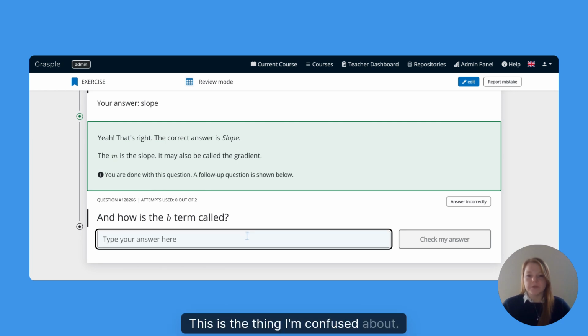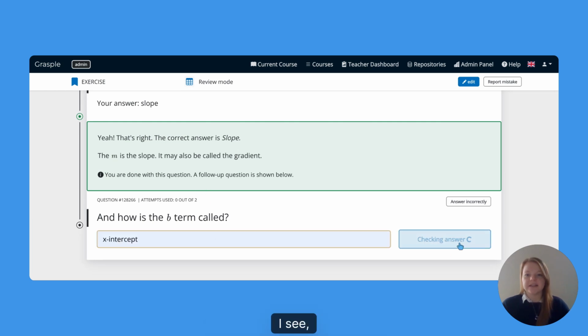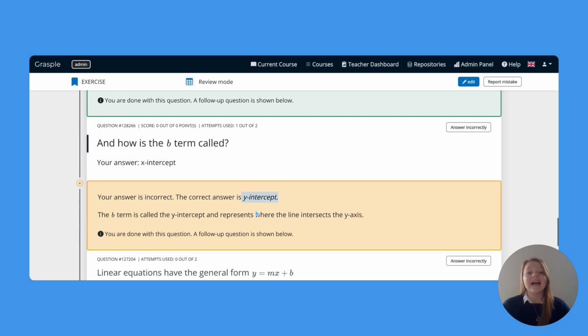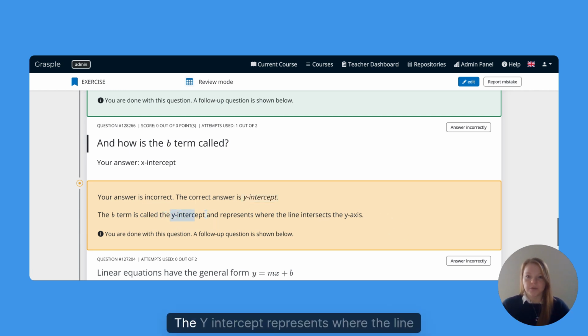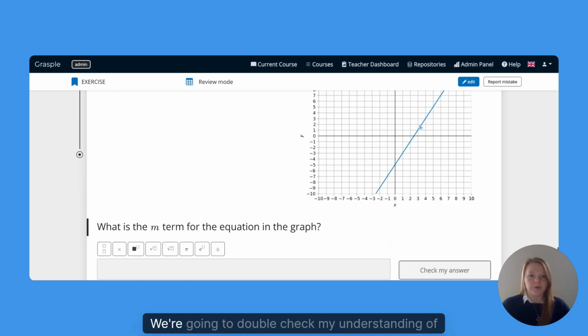This is the thing I'm confused about. So I might say that this is the x-intercept. And if I check my answer, I see it's incorrect. In fact, it's the y-intercept. Now that I understand that, and again, there's a description: the y-intercept represents where the line intersects with the y-axis. Now that I have an understanding of this, I can return to a graph. We're going to double check my understanding of slope.